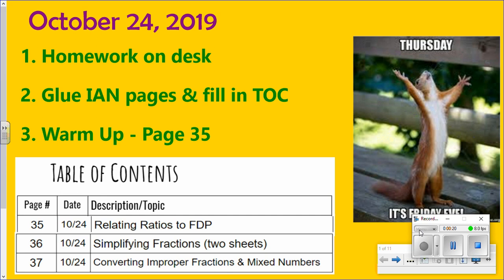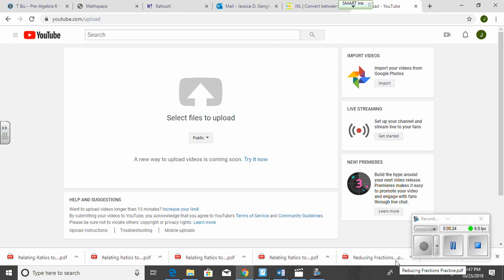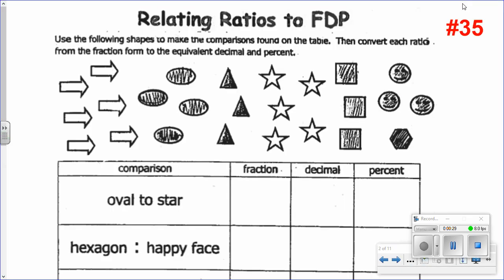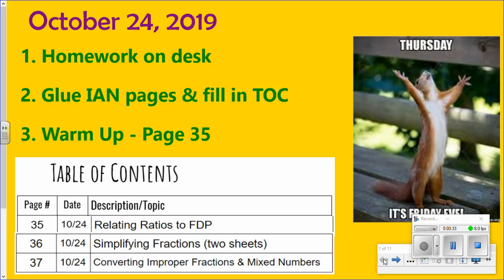Page 35 is going to be your warm-up, and it looks like this. This is what you're going to be doing first. But before you start your warm-up, number one, put your homework on your desk and make sure your name is on it, so when the substitute comes around, they know whose name to mark off.